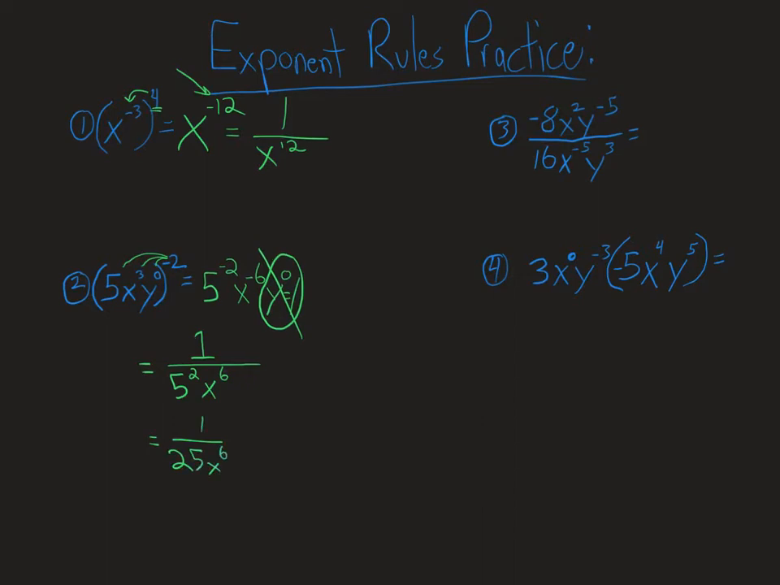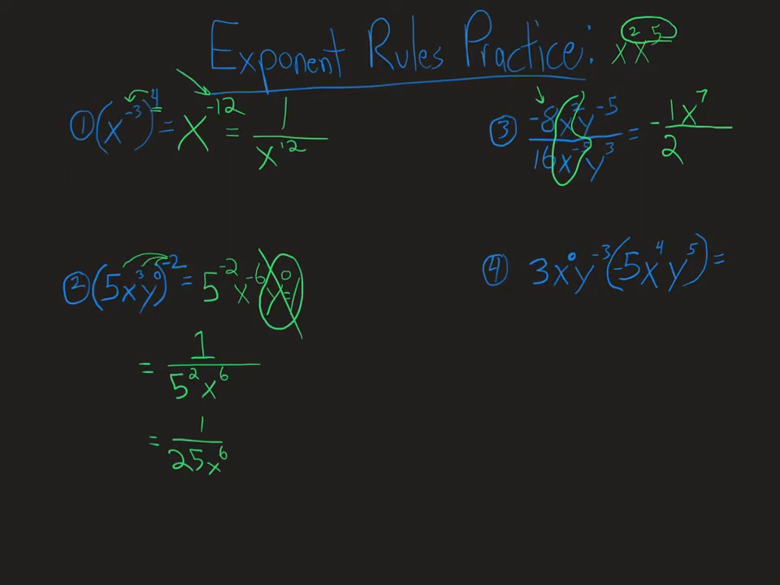Number 3. I'm going to start with just the values. Negative 8 over 16, that's just negative 1/2. My x's here, 2 and negative 5. I'm going to bring that negative 5 up to the top. So I'm actually going to have an x2 and an x5 together on top of the fraction, and then that's going to add because they're common bases, and the common bases multiplying means we're going to add their exponents. So that becomes x to the 7th up on the top.